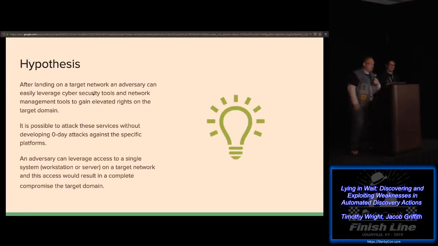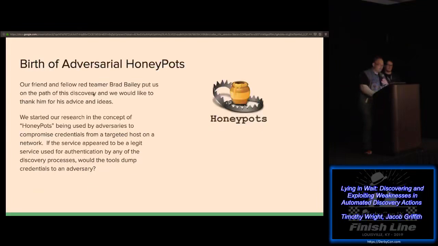All right, so the hypothesis. After landing on a target network, an adversary can easily leverage cybersecurity tools and network management tools to gain elevated rights on the target domain. It is possible to attack these services without developing a zero-day attack against specific platforms. An adversary can leverage access to a single system, workstation, or server on a target network, and that access would result in a complete compromise of the target domain. So this is what we are attempting to prove with our research.